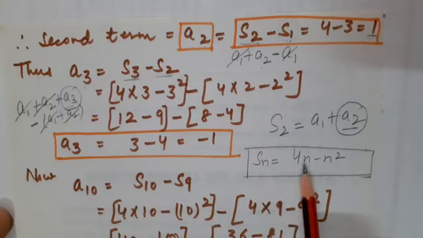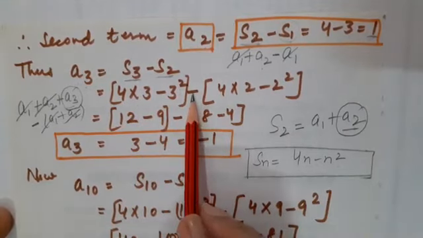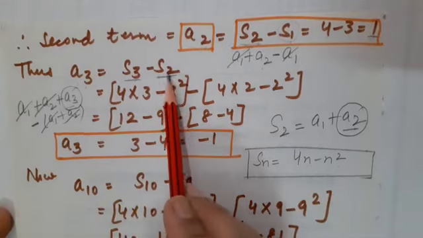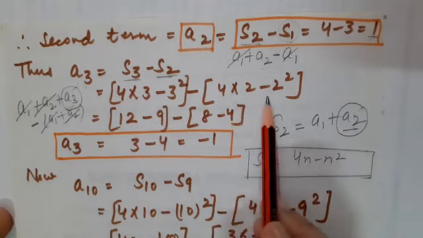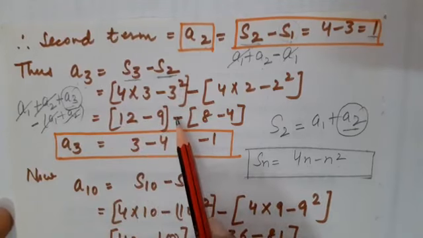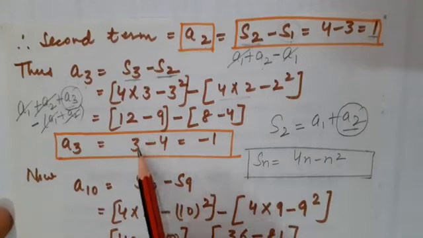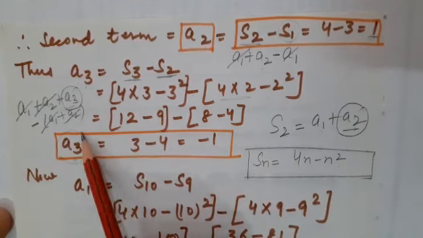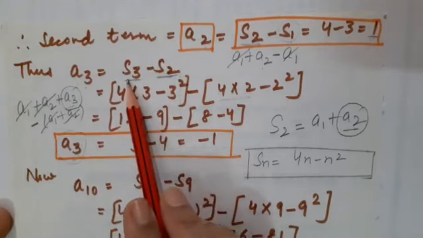It would become S3 is equal to 4 into 3 minus 3 square, minus, now I have to calculate S2. Though I have calculated it earlier also, here I have to find it out again. So it would be 4 into 2 minus 2 square. Look, here it is written. Solve the bracket. It would be 12 minus 3 square, which is 9, minus 4 into 2, which is 8, minus 2 square, which is 4. So children, you will be getting 3 minus 4 is equal to minus 1. This is actually the third term. How did I calculate it? While subtracting the sum of two terms from the sum of three terms.